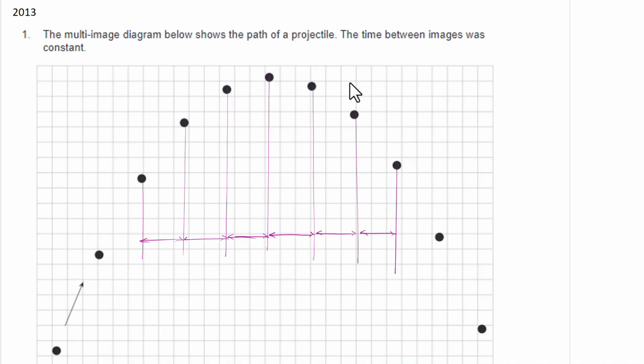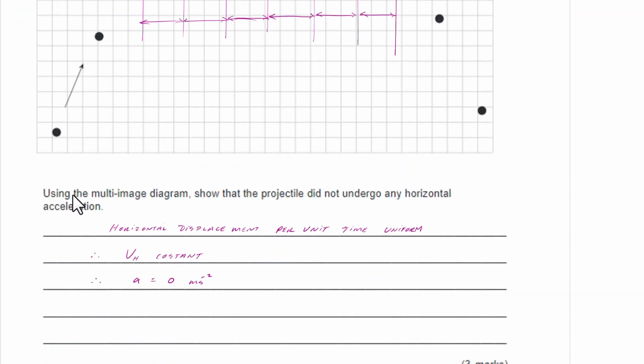So we've got another multi-image diagram here. And I've already scribbled on some marks here, but I can already tell that the distance between these is quite uniform, which is what we expect because horizontal velocity is constant. So using this image, show that the projectile did not undergo any horizontal acceleration. Okay, horizontal displacement per unit of time was uniform, so therefore there's no change in velocity. Acceleration is 0. So that's straightforward. Anyone who actually put in measurements and used actual values would be marked incorrect for this one.